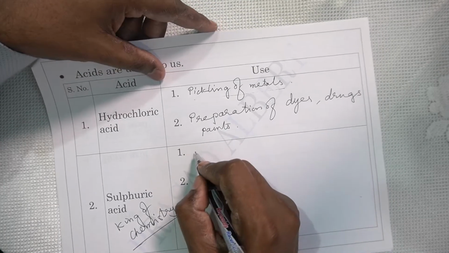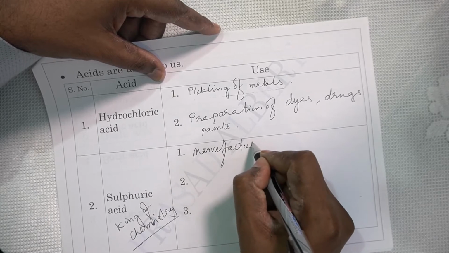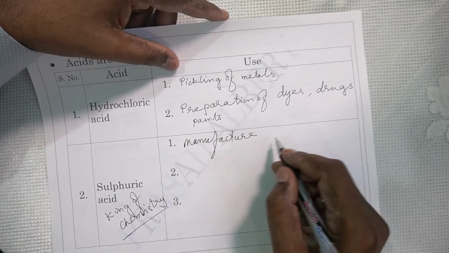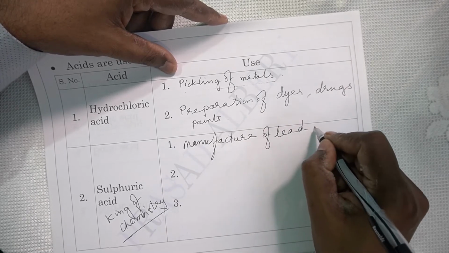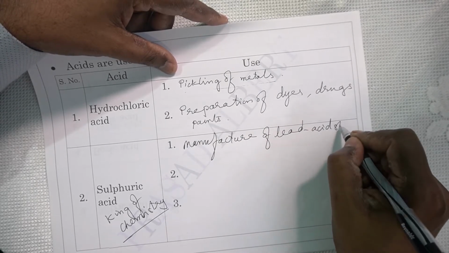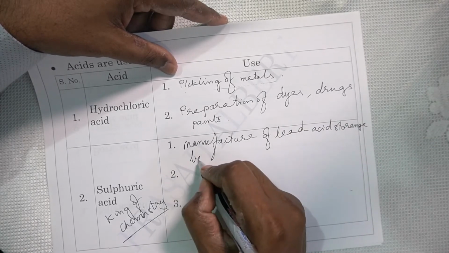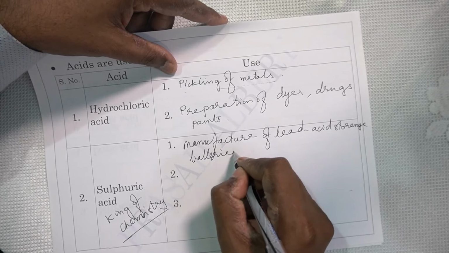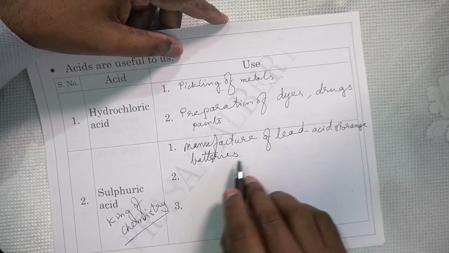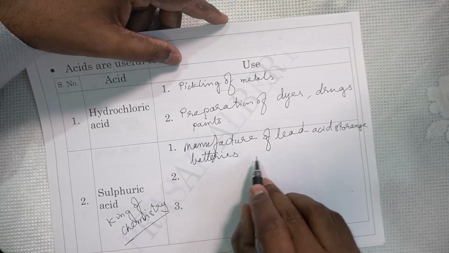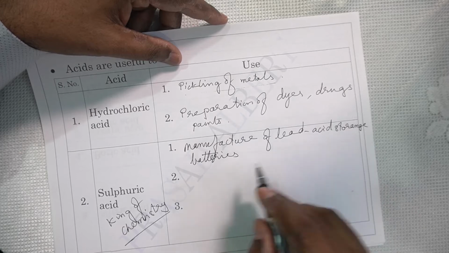So the most important use is manufacture. We use the term manufacture because it is made in large quantities. Manufacture of lead acid storage batteries. Lead acid, this is an important use. Please, you must remember this. Storage batteries are the common batteries used in automobiles and inverters and all. Even UPS and all, they use this battery. So it is a very useful battery, and sulfuric acid is a major constituent of this battery.